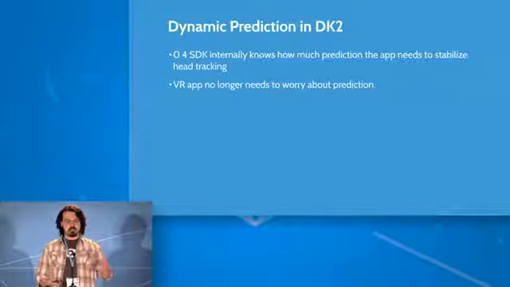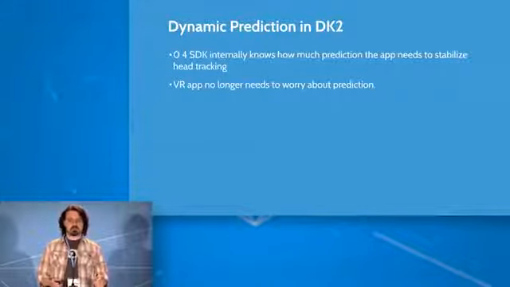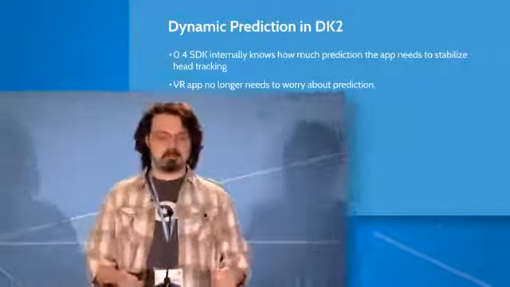Essentially, with the DK2, because the SDK internally knows the latency, it can directly feed that straight in as a prediction value for your head-mounted display sampling, because it becomes kind of a closed loop in the system with the SDK and HMD interacting back and forth. So the VR application no longer needs to worry about this number. And ultimately, that's a huge win on the quality of VR experience you're going to get.